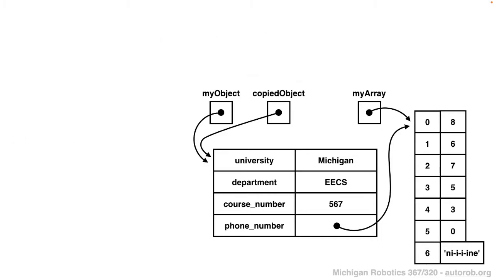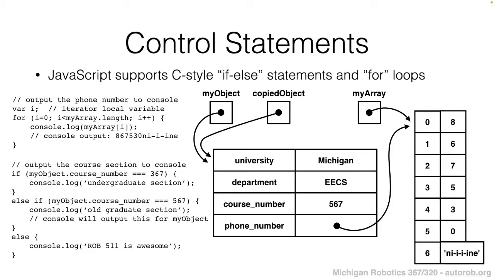So the next thing that we'll talk about are control statements. JavaScript supports C-style if-else statements as well as for loops. So these are the two, I would say, probably most important control statements that we'll be using. And so we have an example of how to use these shown on the left, including usage that aligns with the data structures that we've been talking about. The syntax here should look familiar if you come from a C background. But if it doesn't look familiar, if you're running into any issues, once again, feel free to reach out, and we will go over this in more detail during office hours.